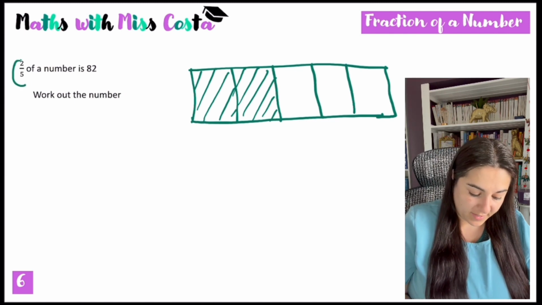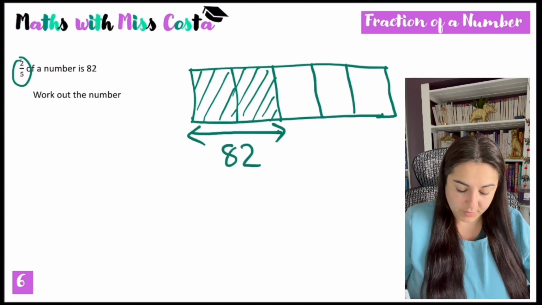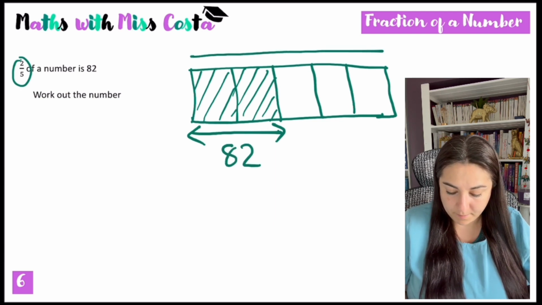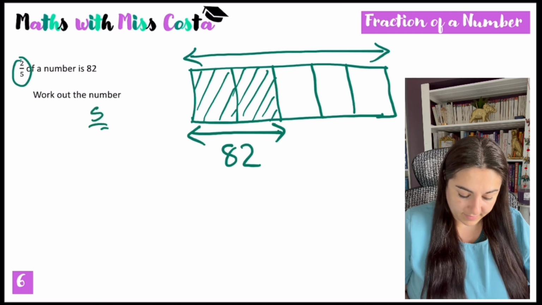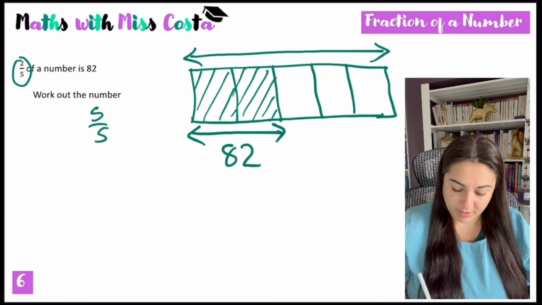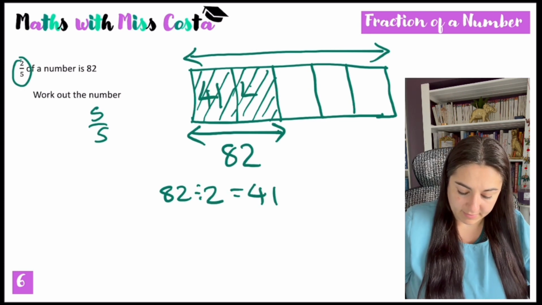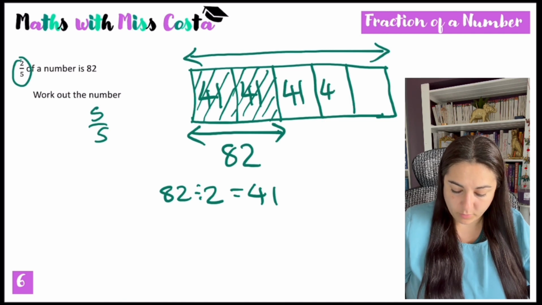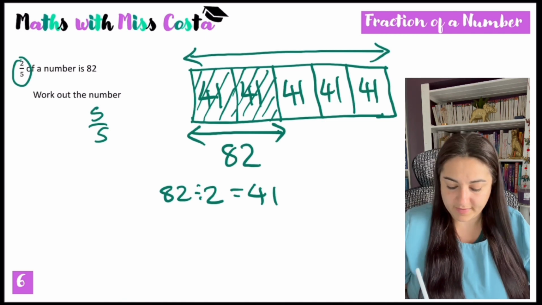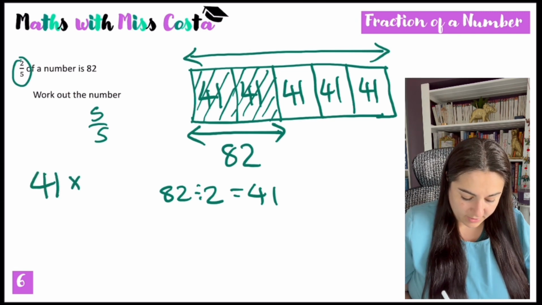Now you know that 2/5 of a number is 82. So that 2/5 over here represents 82, and you're being asked to work out the number. So 5/5 is what the number would be, the whole. So if 2/5 of a number is 82, you know that 1/5 must be 82 divided by 2, which gives me 41. So you know that 1/5 is 41, and therefore, if 1/5 is 41, you can work out what the whole number is. We just do 41 times 5.